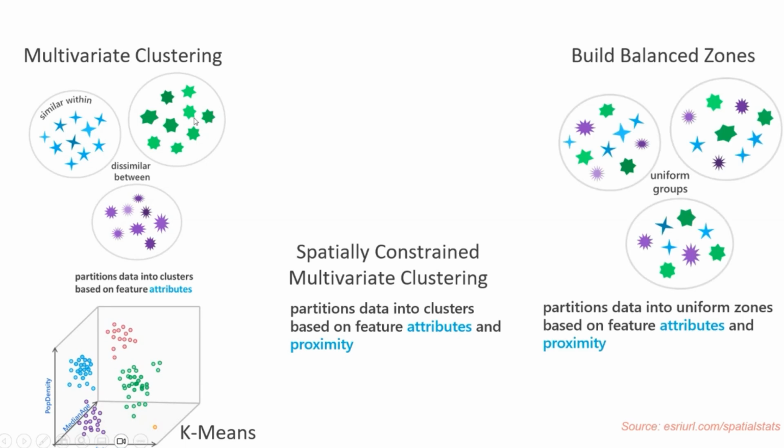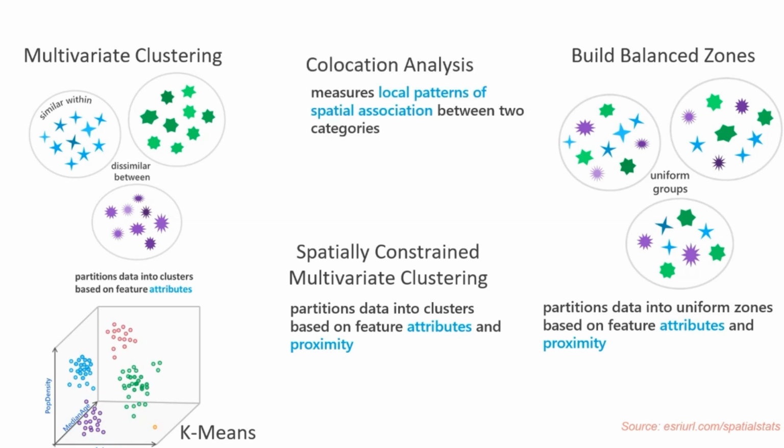We also have a tool called Build Balanced Zones, which partitions your data into uniform zones based on feature attributes and proximity. For example, if you have multiple supervisors in your organization and you want to assign them an equal number of projects, equal number of projects that require immediate attention, which require moderate attention, and in which they can take their time. And you also want to ensure all your supervisors get an equal number of projects, equal area coverage. So in such cases, you can use Build Balanced Zones.